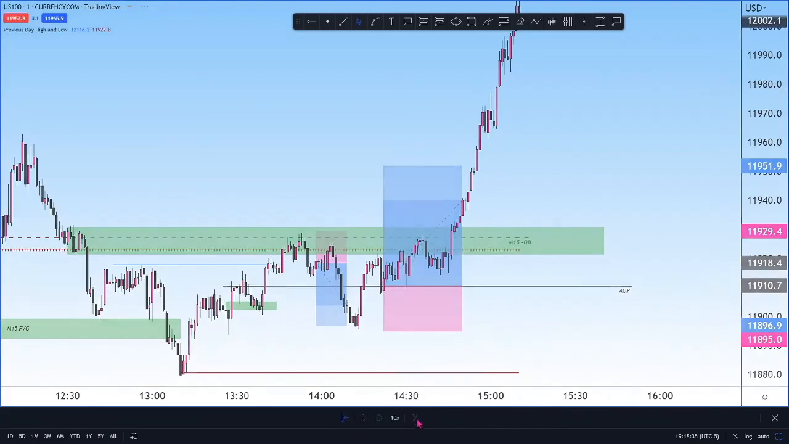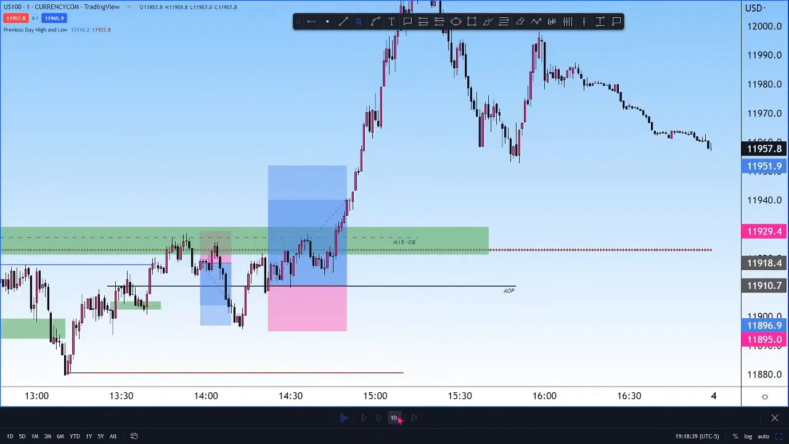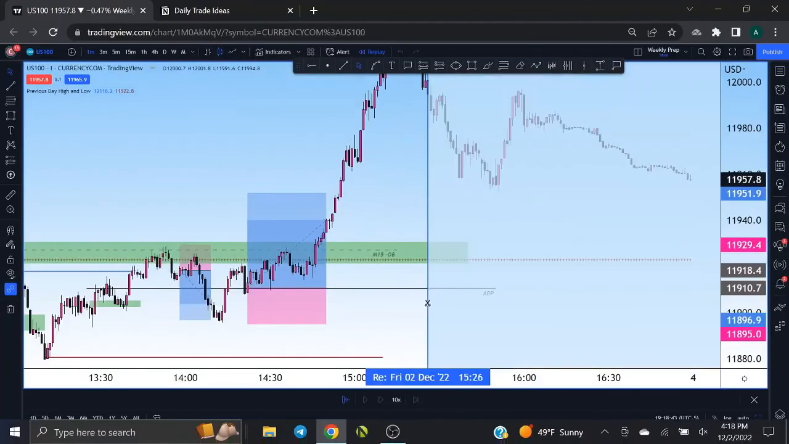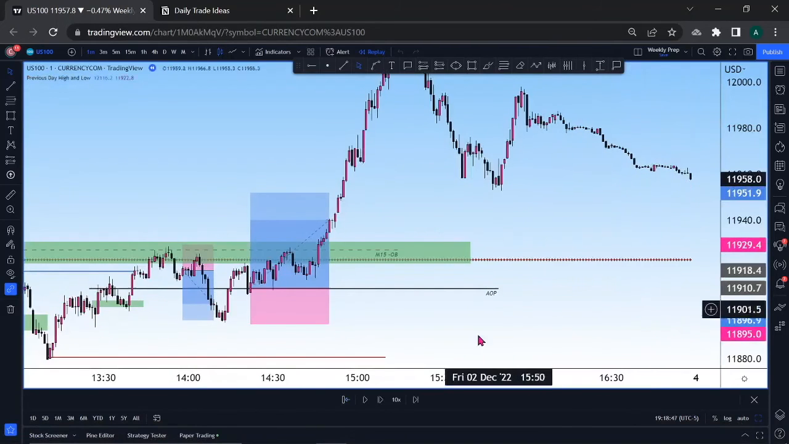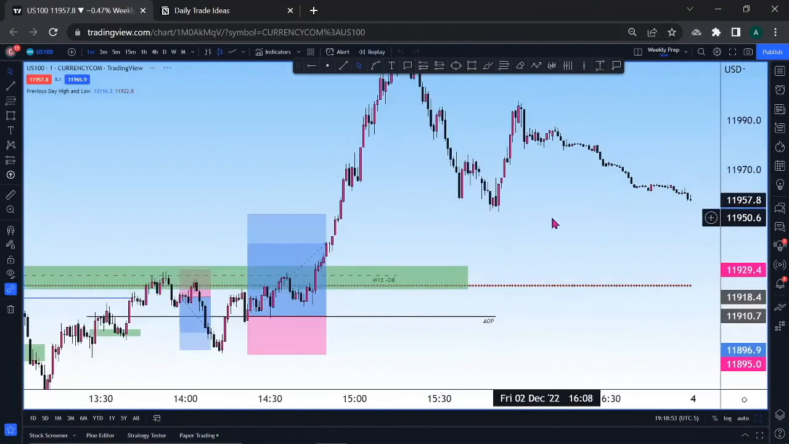So what I could have done better was definitely just be on the lookout for, I don't know why that's doing that. I could have just been on the lookout for, sorry, I'm just trying to get out of the replay tool.